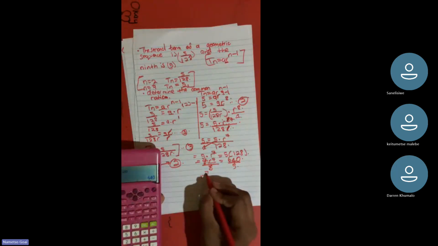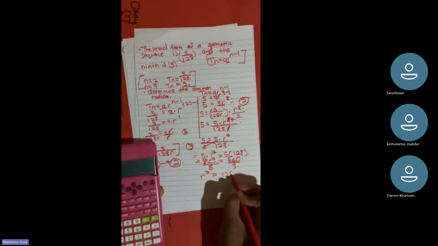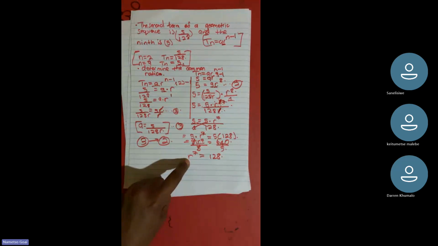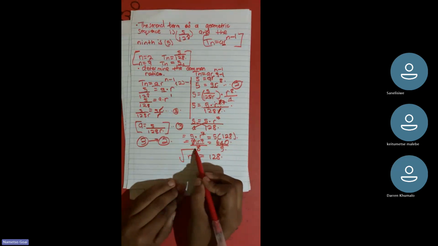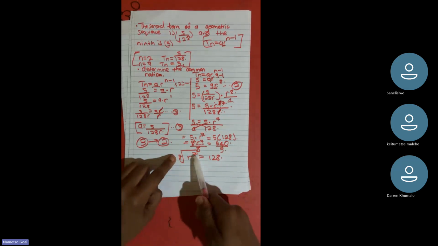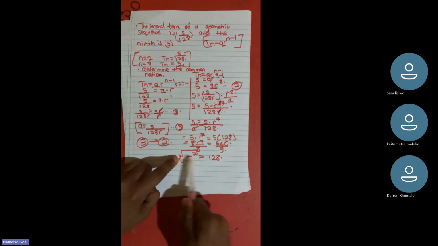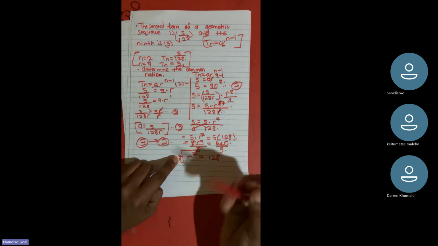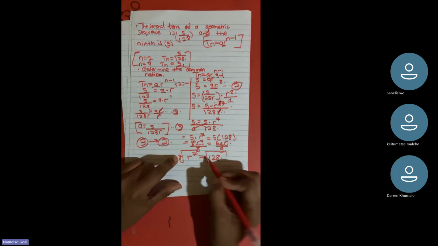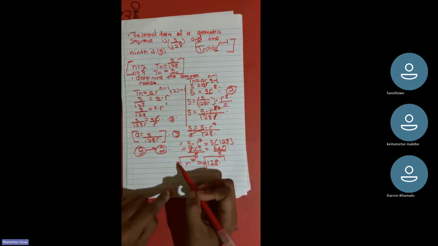This and this will cancel. Now you're just left with R raised to the power 7 being equal to 128. But again, you're not done because we're not looking for R raised to the power 7. We're looking for R. So what you can do is take the root, but not just the square root, with a 7 over here, so that this 7 can cancel this 7 over here. That's the effect that it's going to have. Then, because what you do to this side you have to do to this side, this one will cancel this.